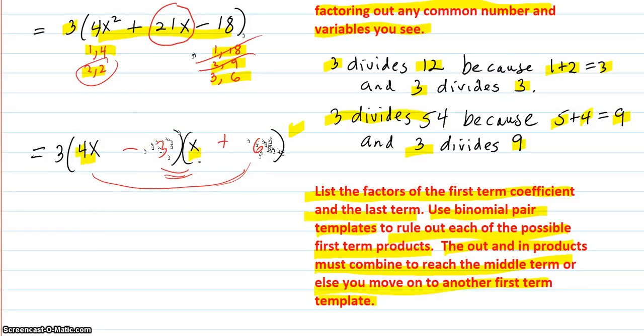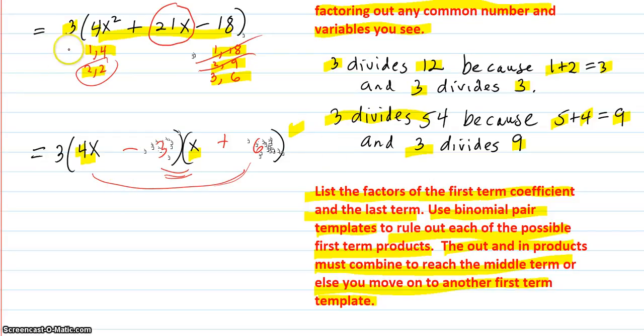This is called the very intelligent guess and check method. It really reminds you of the FOIL method. There are other methods out there, and you can certainly use those, but this one shows you what's really going on, and you get practice with factors, factoring, and common factors. It really is a good workout.